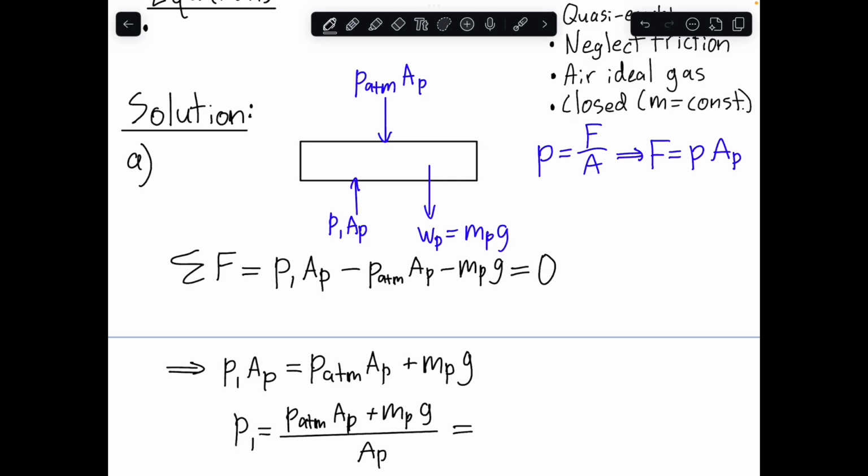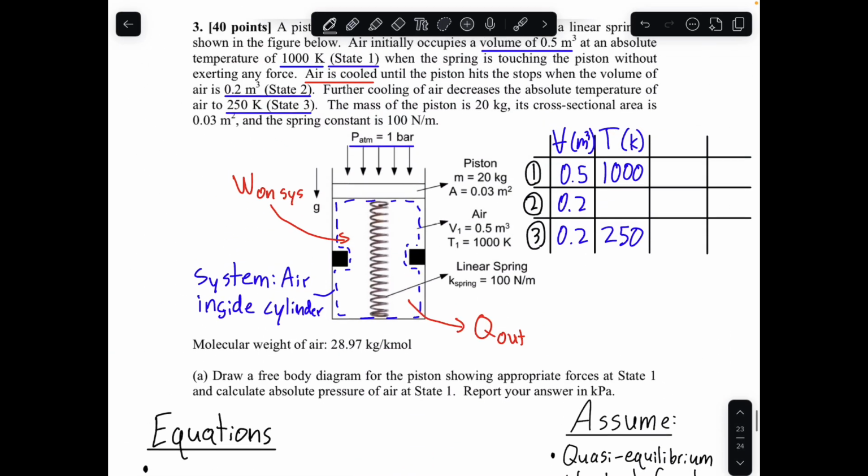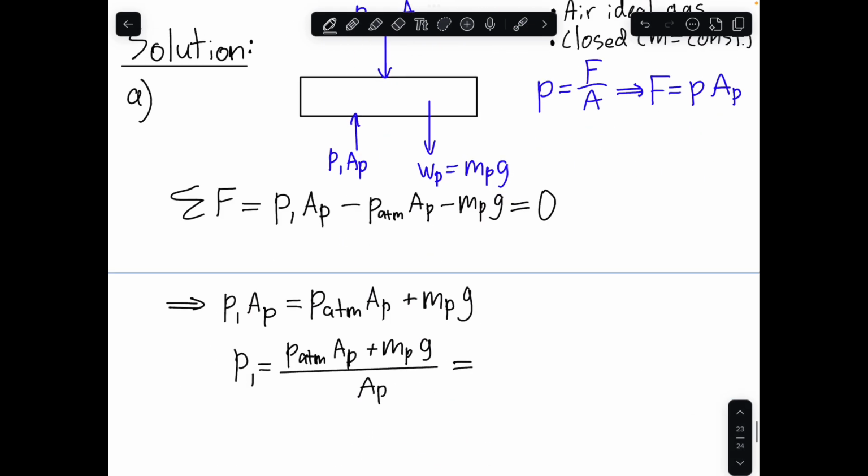Then we can just plug in our values. So it tells us that the atmospheric pressure is 1 bar, which, just remember, you can check your equation sheet if you forgot, but that's just equal to 10 to the 5 pascals. And they tell us the area of the piston is 0.03 meters squared, and the mass is 20 kilograms. So we can plug all those values in. Again, for P atmospheric, we have 10 to the 5 pascals.